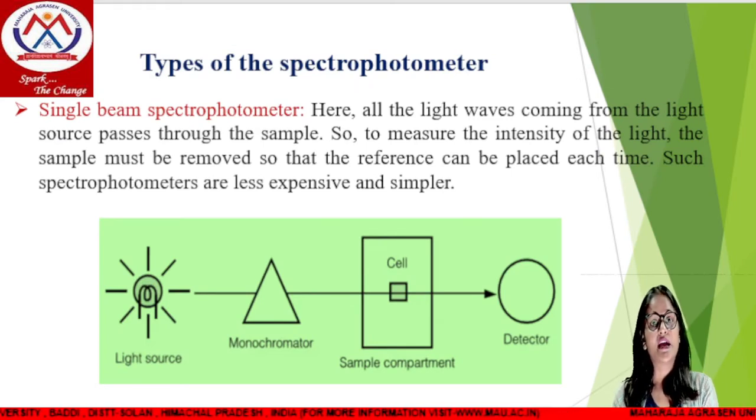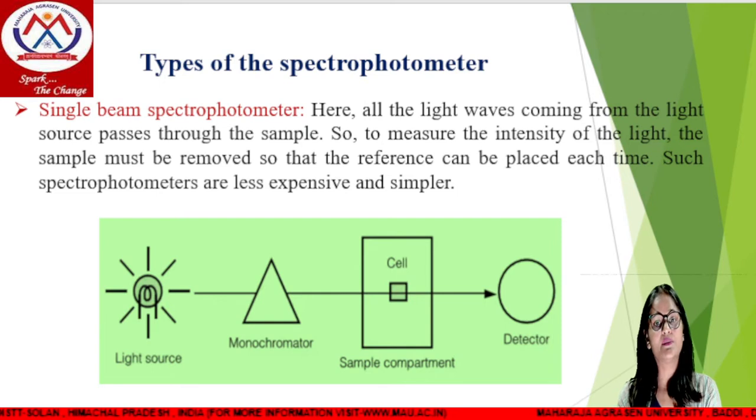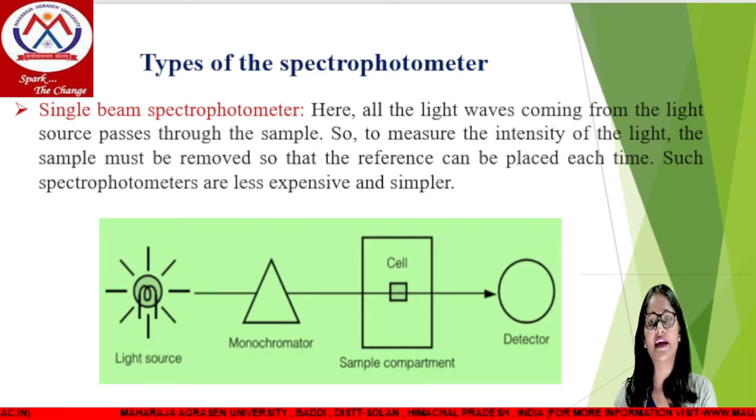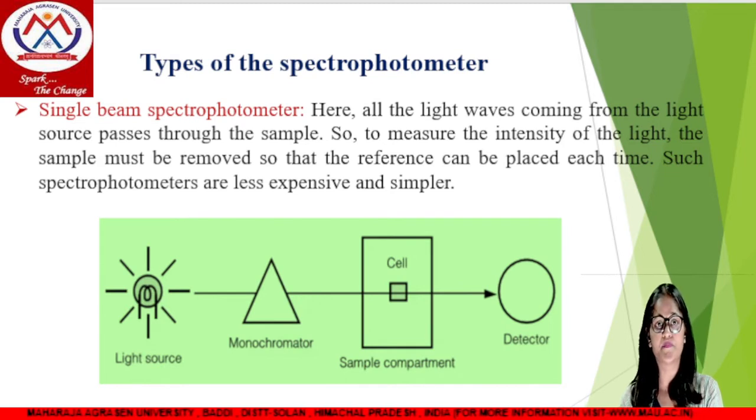Now coming to the types of spectrophotometer, these are basically of two types: single beam spectrophotometers and double beam spectrophotometers. In single beam spectrophotometers, all the light waves coming from the light source pass through the sample. So if we want to measure the intensity of the light, the sample must be removed so that the reference can be placed each time. It is a bit time consuming, but these are less expensive and simpler to use.